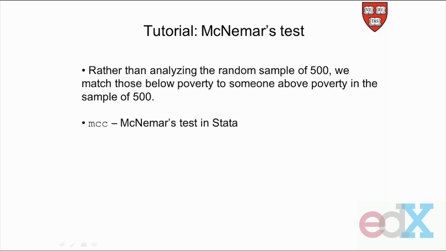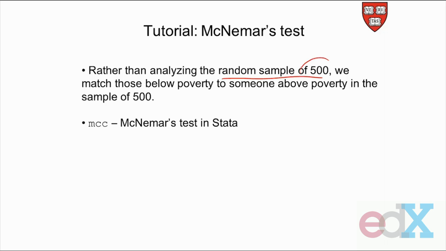In this tutorial, we're going to look at inference for matched data using McNemar's test. Now again, we're going to use the CHIS health disparities example, but we're not going to look at this random sample of 500 people anymore. We're actually going to switch up the data set instead.